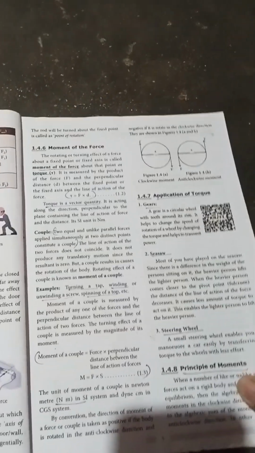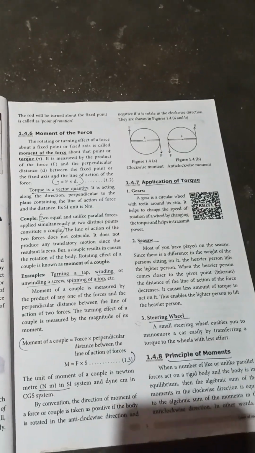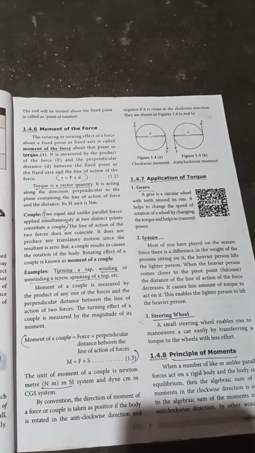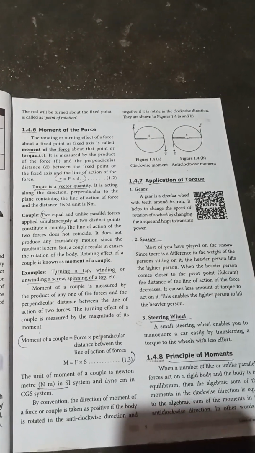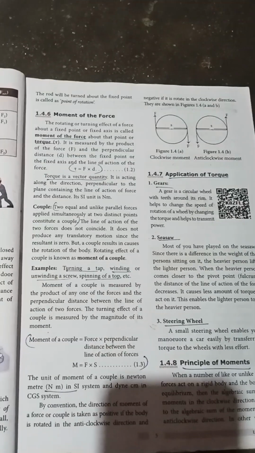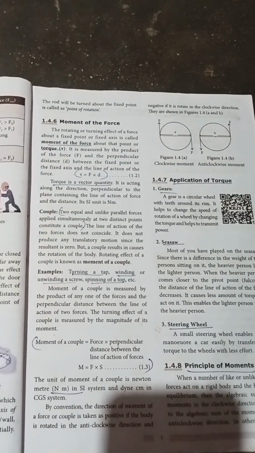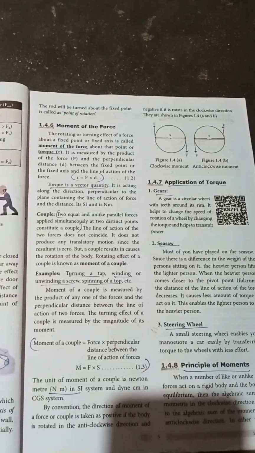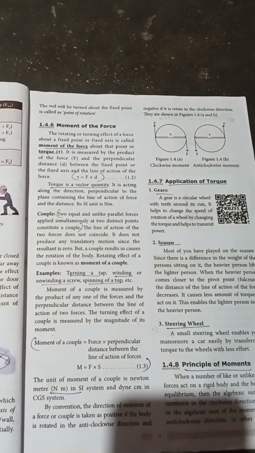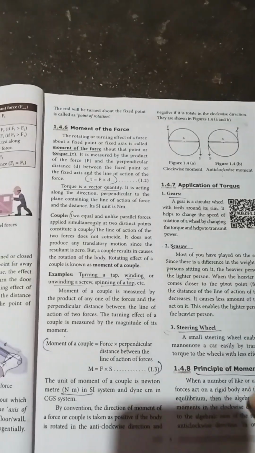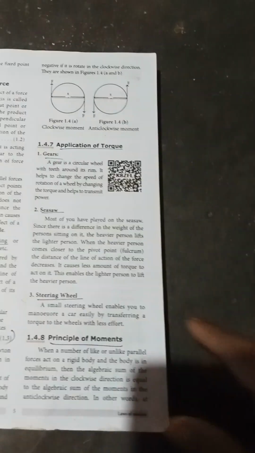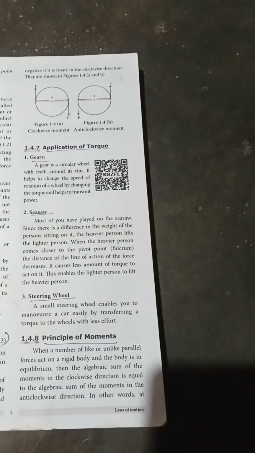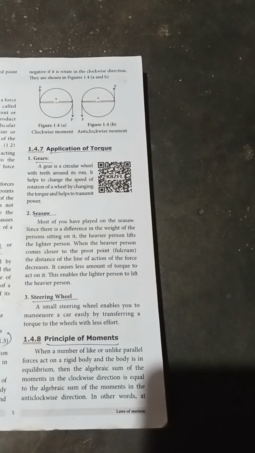A couple is two equal and opposite forces separated by a very small distance. That is called a couple. Examples of couples are turning a tap, winding or unwinding a screw, and a spinning top. These are all examples of couples. Applications of torque include gears, seesaw, and steering wheel. These are all examples of applications of torque.